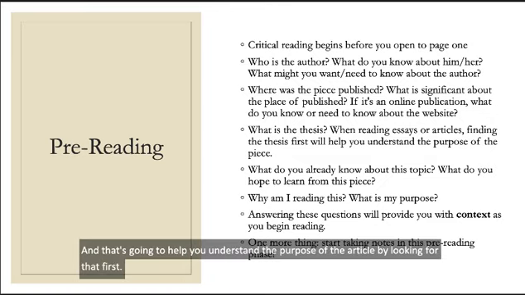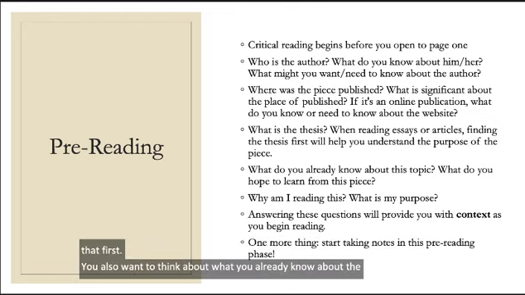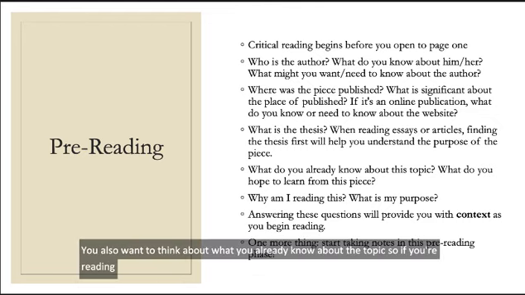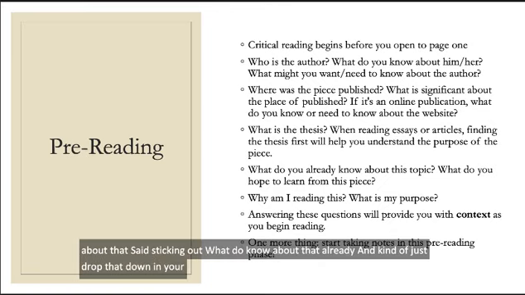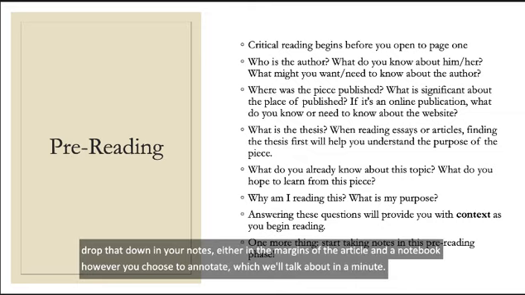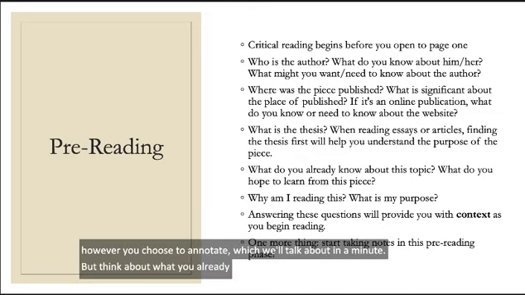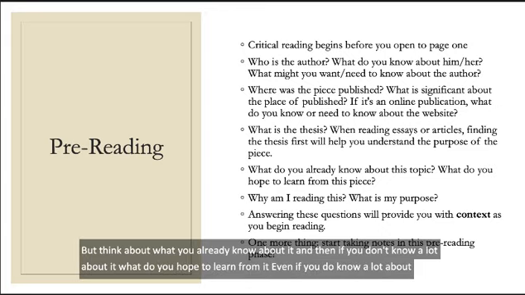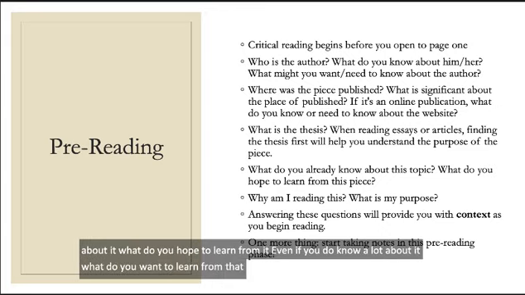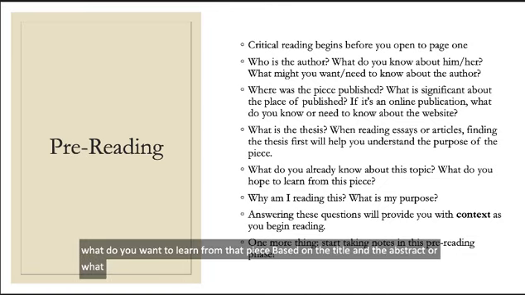You also want to think about what you already know about the topic. So if you're reading about hydraulic fracking, just off the top of my head, I just saw something about that, so that's sticking out. What do you know about that already? And just jot that down in your notes, either in the margins of the article, in a notebook, however you choose to annotate, which we'll talk about in a minute. But think about what you already know about it. And then if you don't know a lot about it, what do you hope to learn from it? Even if you do know a lot about it, what do you want to learn from that piece based on the title and the abstract or what you have read of it so far?